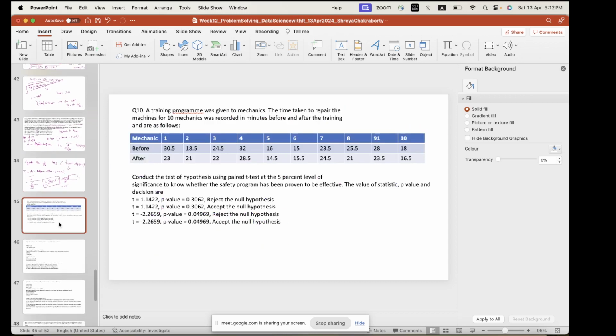Okay, so here also the same thing, time taken before and after. You get before minus after or after minus before, then you formulate what should be your alternate hypothesis if the safety program is effective. If the safety program is effective, then this time accordingly should reduce or be more, that you have to judge, and then follow the same thing.